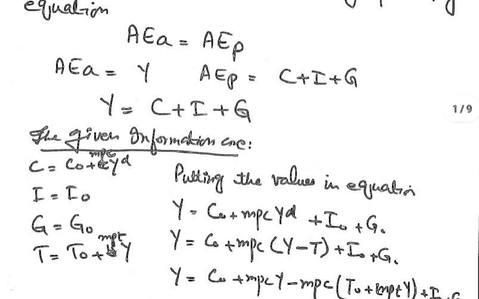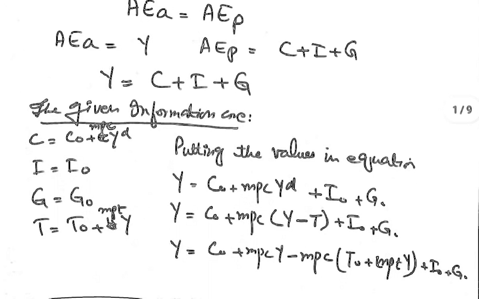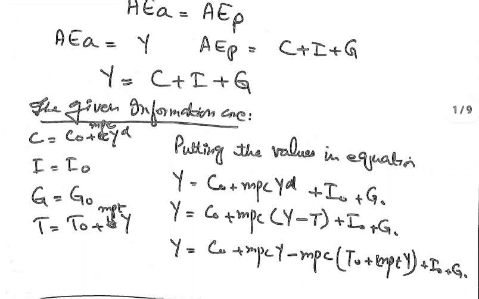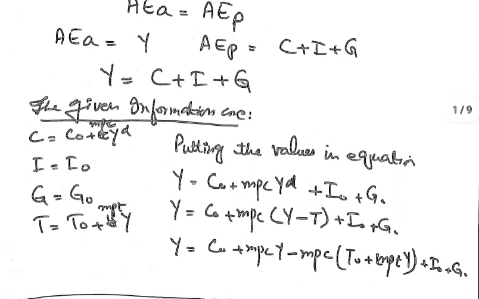induced taxes with the following given information, that we have the consumption function, that is C is equal to C naught plus MPC into YD. Here MPC is the marginal propensity to consume and YD is the disposable income of the consumer, and YD is equal to Y minus T. The investment is autonomous, I is equal to I naught, and government expenditure is also G naught, while T is equal to T naught plus tY, that is, t is the marginal propensity to tax with respect to national income.